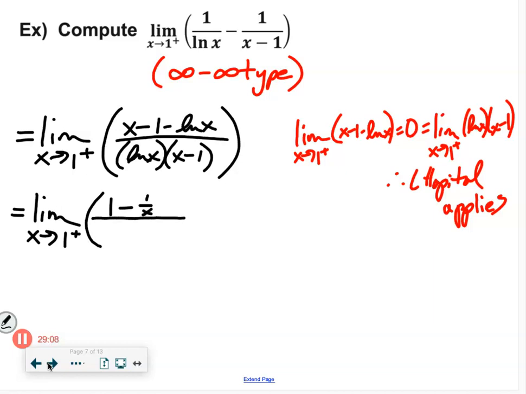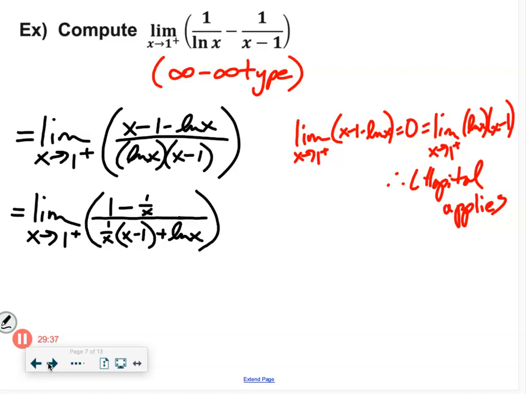What rule are you going to have to use for the bottom? Product rule. Good. All right, check your derivatives, see if we match.